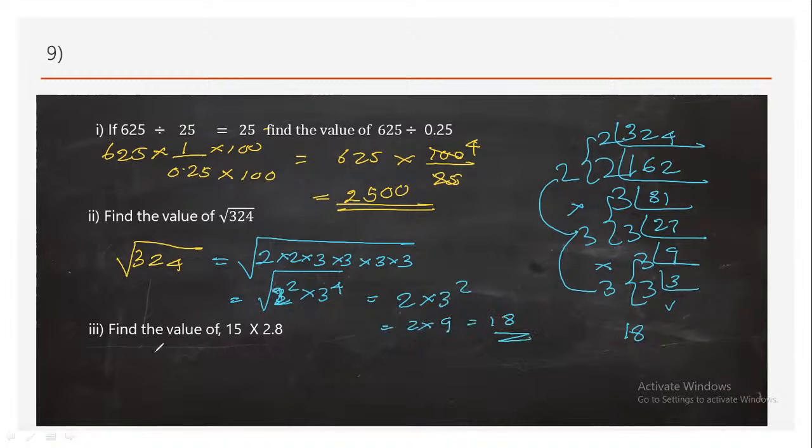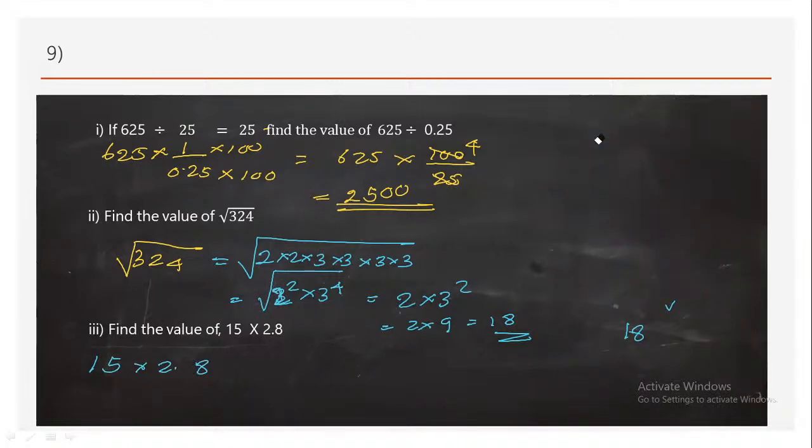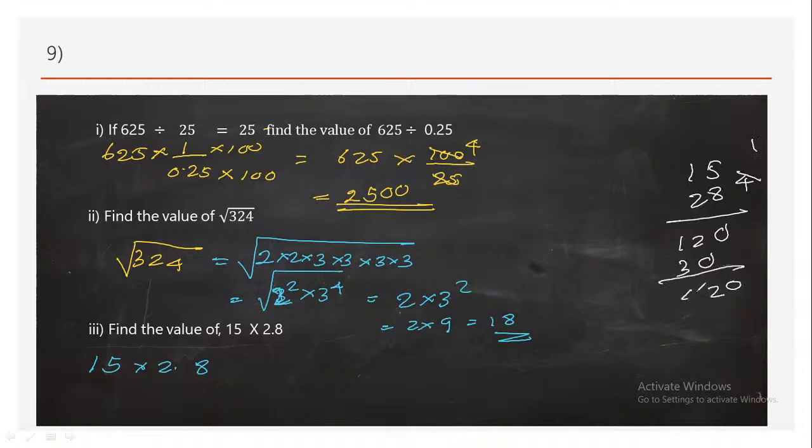Find the value of 15 into 2.8. Multiply. Don't be concerned about the decimal, first multiply, then you can separate the decimal places. 15, 28. 8 times 5, 40, remainder 4. 8 times 1, 8, 8 and 4, 12, so 120. 2 times 5, 10, 1 remainder. 2 and 1, 3, 30, 0, 2, 4, 420. So 1 decimal place, 42. The answer is 42.